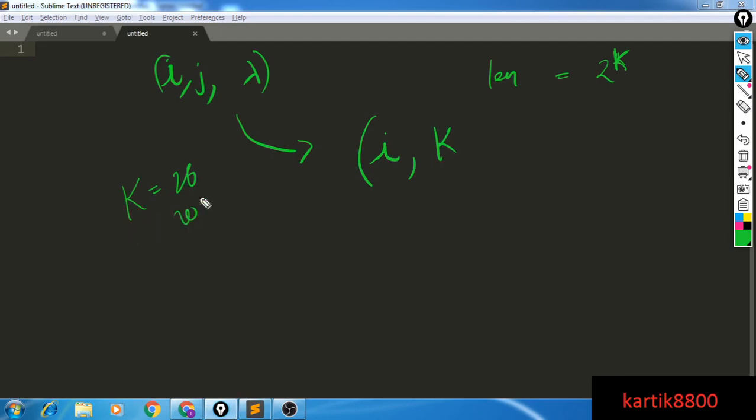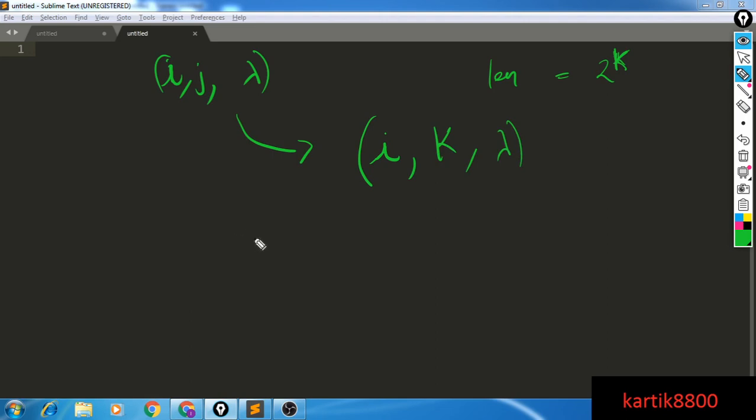It depends, like the longest n was given to be somewhere about 10 power 5, I guess. Let's take it to be 10 power 6, then k can be at most 20, right? If the length of your string is nearly 10 power 6, then k can be at most 20 different values. This k will tell you the length of the substring you're solving for. I tells you the index from where your substring starts, and lambda tells you I'm trying to make this particular string that starts at I, has the length 2 power k. I want to make it a lambda good string.